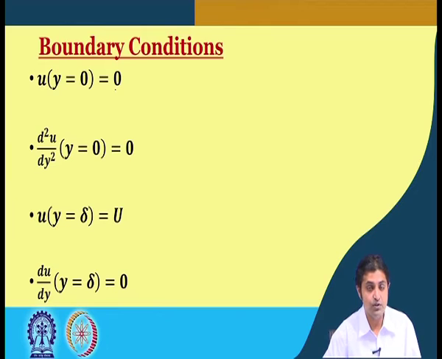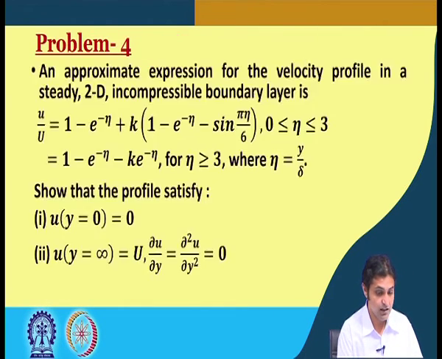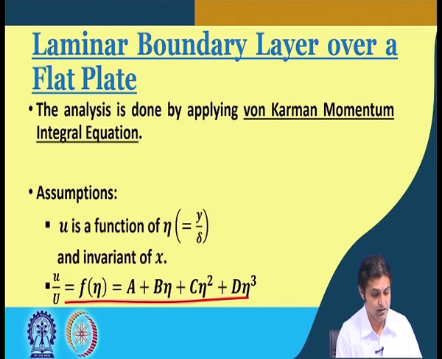U at y is equal to 0 is 0. Del square u by del y square at y is equal to 0 is also 0, and u at y is equal to delta is equal to U, and del u by del y at the boundary layer edge is 0. The velocity gradient at the top of the boundary layer is 0, there is a free stream velocity, these two are 0. So now we apply this condition also for laminar cases.